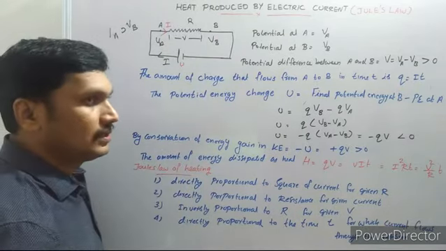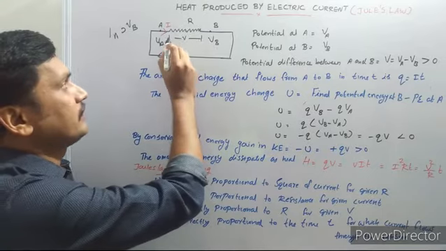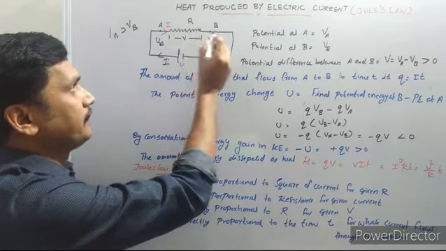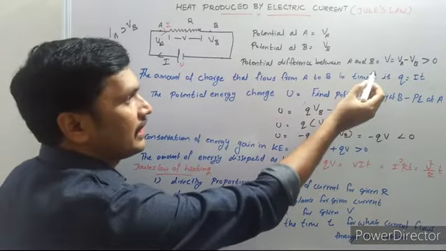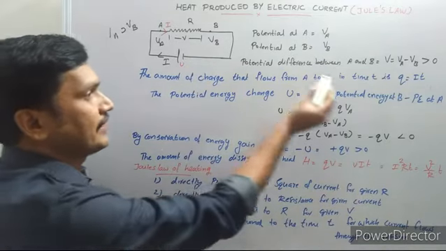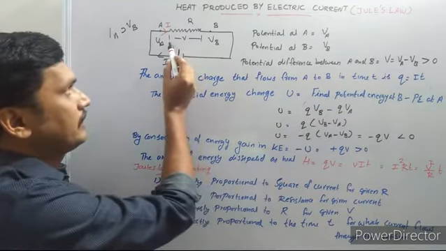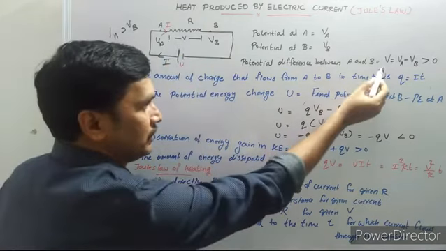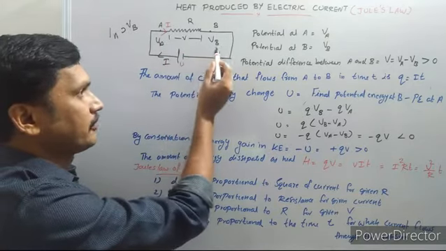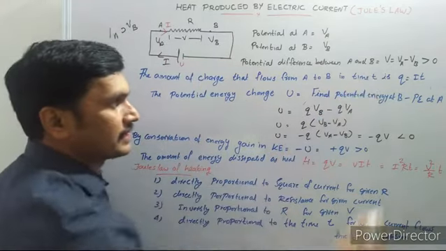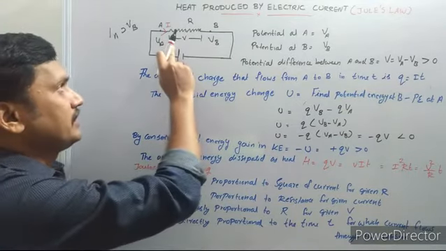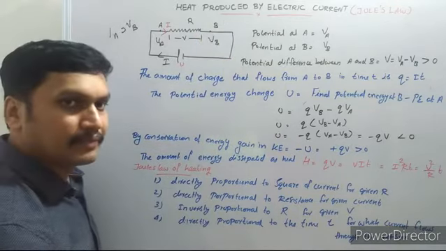Now what is the potential difference between the points A and B? The potential difference between A and B can be written as the potential at A minus the potential at B. The potential difference is denoted as V, where V is equal to VA minus VB, which is always greater than 0 because the potential at A is greater than the potential at B.